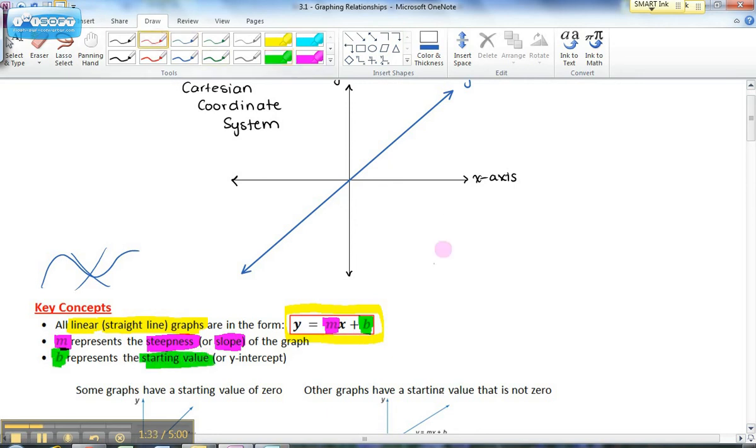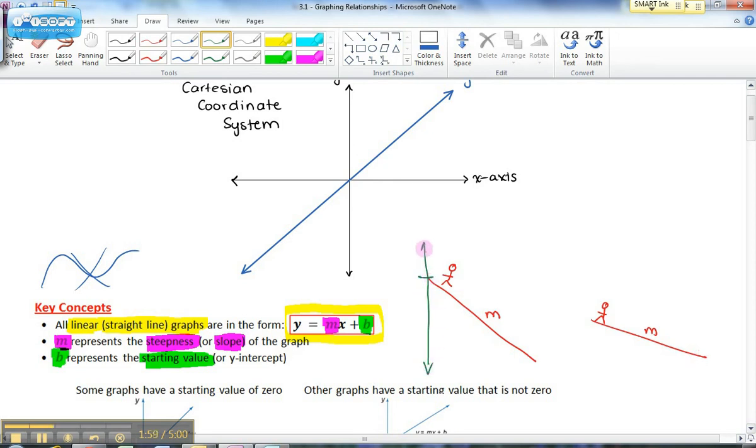So if I were to think of a skier on a hill, the m will describe how steep this hill is for the skier. So the bigger the m, the steeper the hill. The smaller the m, the shallower the hill. The b value then, you can think of, is where the slope starts.